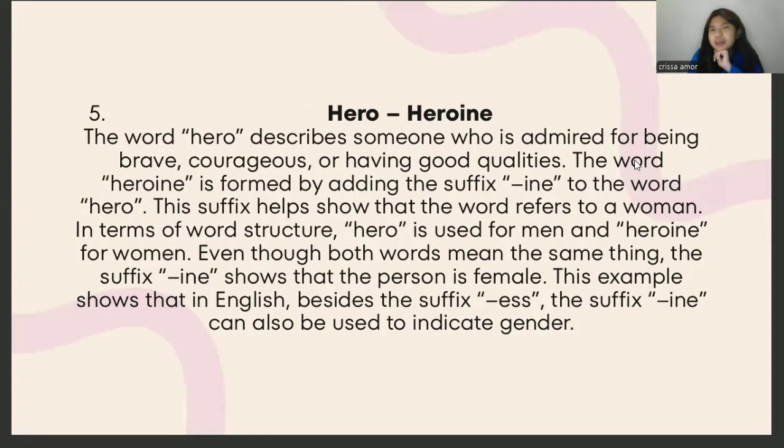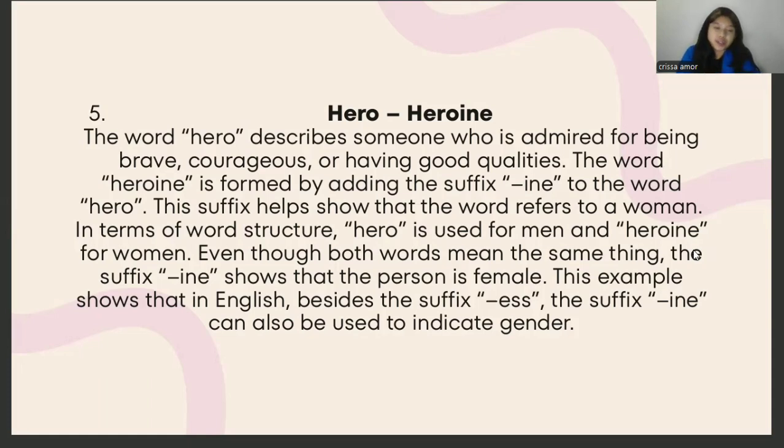For the last example, let's talk about hero and heroine. The word hero describes someone who is admired for being brave, courageous, or having good qualities. The word heroine is formed by adding the suffix "ine" to the word hero. The suffix helps show that the word refers to a woman.